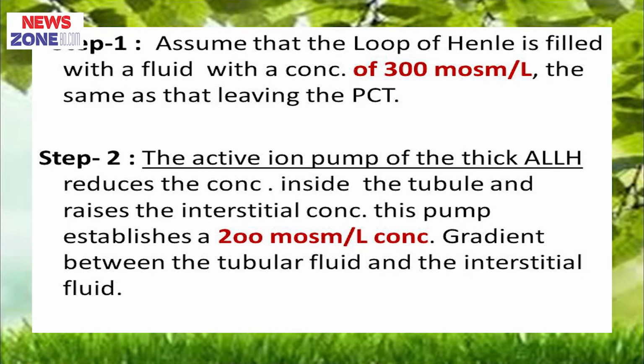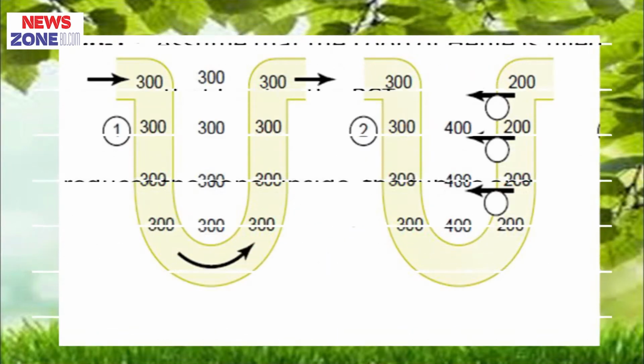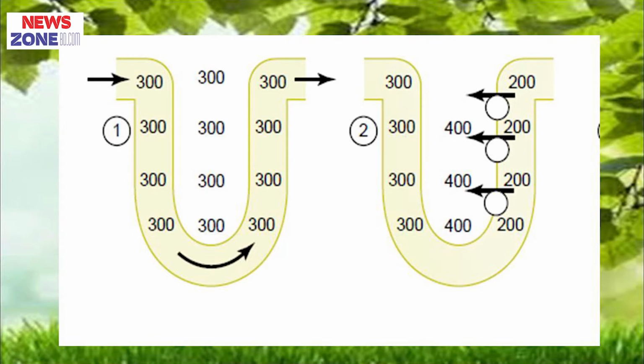In step number 1, you can see there is 300 milliosmolarity everywhere in the interstitium, and also in the descending limb and ascending limb, because the kidney is not fast acting. In the second step, when you see the figure, we know that the descending limb is permeable to water and the ascending limb is impermeable to water, only permeable to solutes, and there is some active transporter present in the ascending limb.